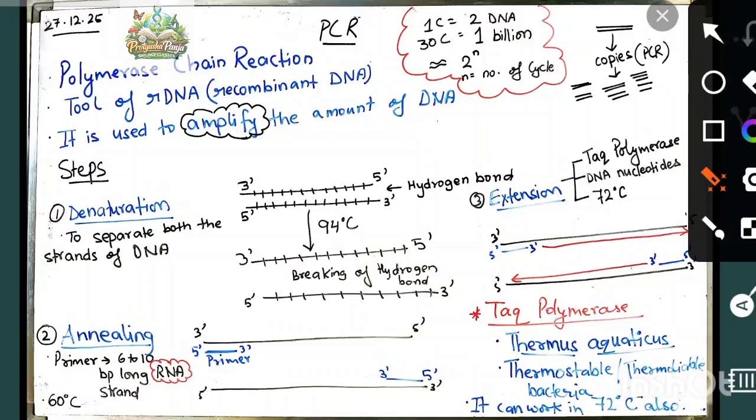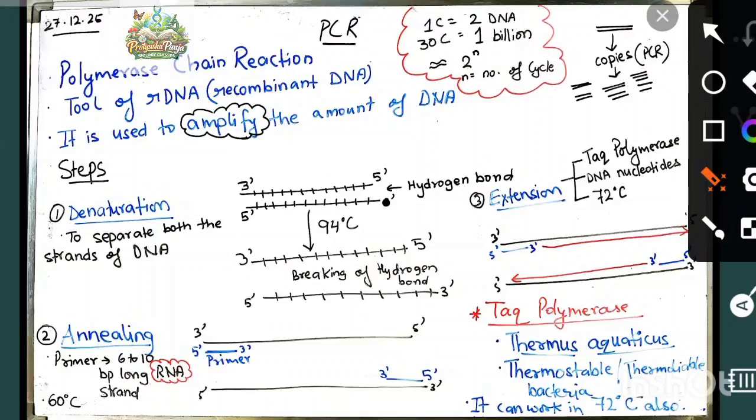Now, there are some steps that we need to follow when we are going to do these PCR cycles. The first step is called denaturation. What is denaturation? It is to separate both the strands of DNA. So both the strands of DNA will be like this. What will denaturation do? It will break the hydrogen bonds between the two strands, and it will make sure the two strands are separated.